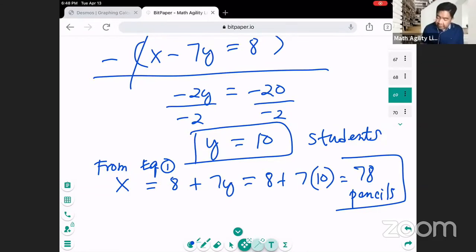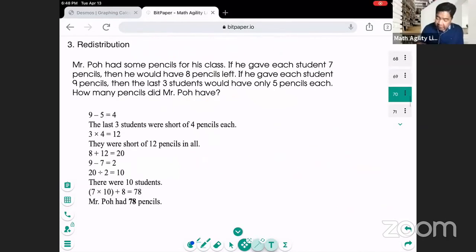Okay, so let's see how Singapore Math would answer this kind of problem. So let's move to the next slide. So it says here 9 minus 5 equals 4. Again, it's based on units. And so the last three students were short of 4 pencils each.